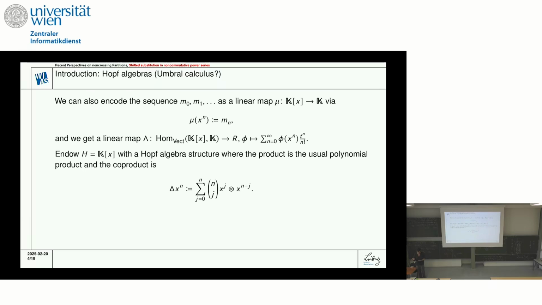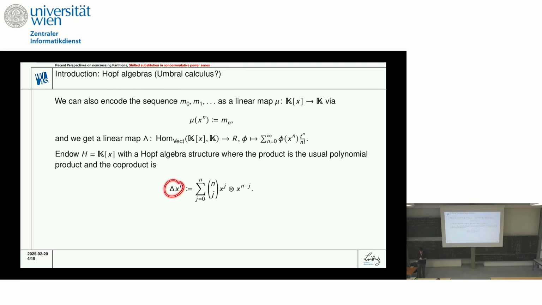And on this space that I call H from now on, we can put a Hopf algebra structure where the product is the usual polynomial product. So x to the power n times x to the power m is x to the power n plus m. And the important part here is that we somehow dualize the Cauchy product into a splitting procedure, as has been mentioned many times.